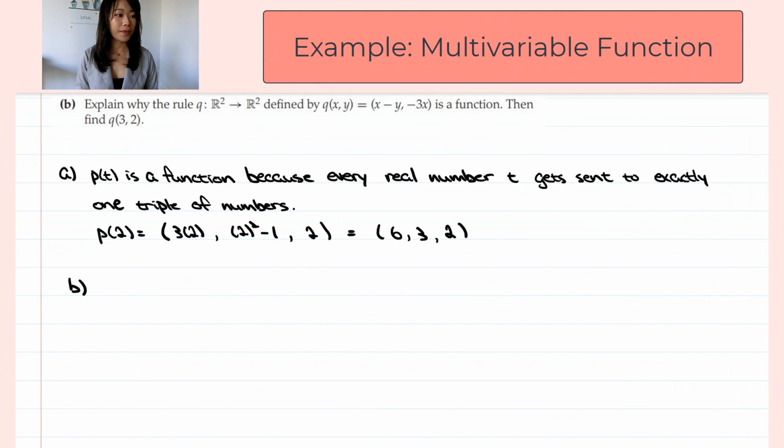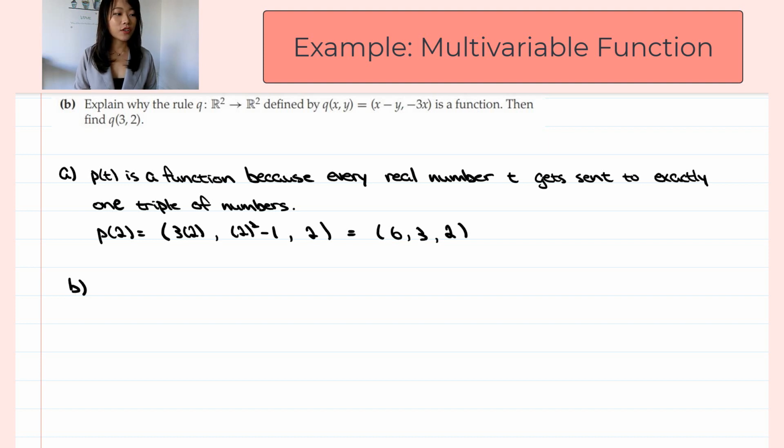Now let's look at part B. Explain why the rule Q that maps from R squared to R squared, defined by Q of x and y equals x minus y and negative 3x, is a function. Then find Q of 3 and 2.